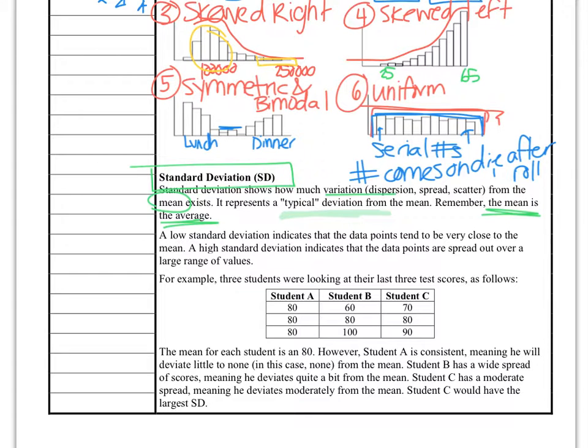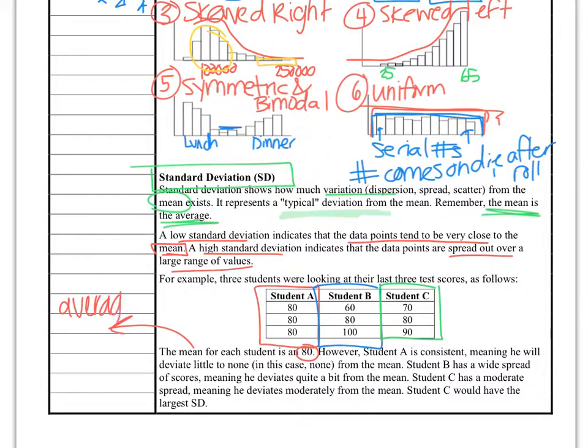A low standard deviation indicates that the points tend to be very, very close to the mean, actually. And a high standard deviation indicates that the points are spread out over a large range of values. For example, we've got 3 students that we're looking at their last 3 test scores as follows. So student A got all 80s. Student B had 60, 80, 100, and student C had 70, 80, 90. So the mean for each one is an 80. Remember, mean means average.